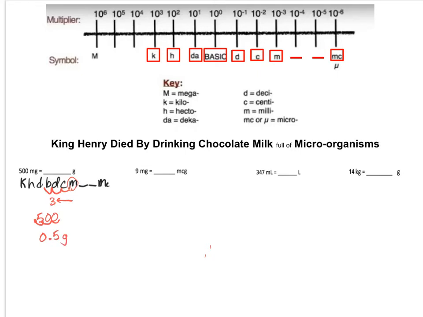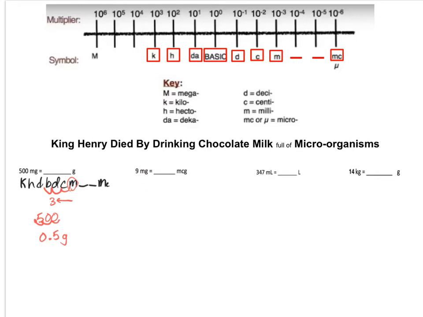Now, a good question is, does this make sense? Which one's larger? Is the milligram or the gram larger? We know that the gram is larger. So it makes sense that it takes a lot of milligrams. It takes 500 of them to equal a half of a gram. That makes sense. Always stop to think, does your answer make sense? Go ahead and try the next one if you want to pause the video.